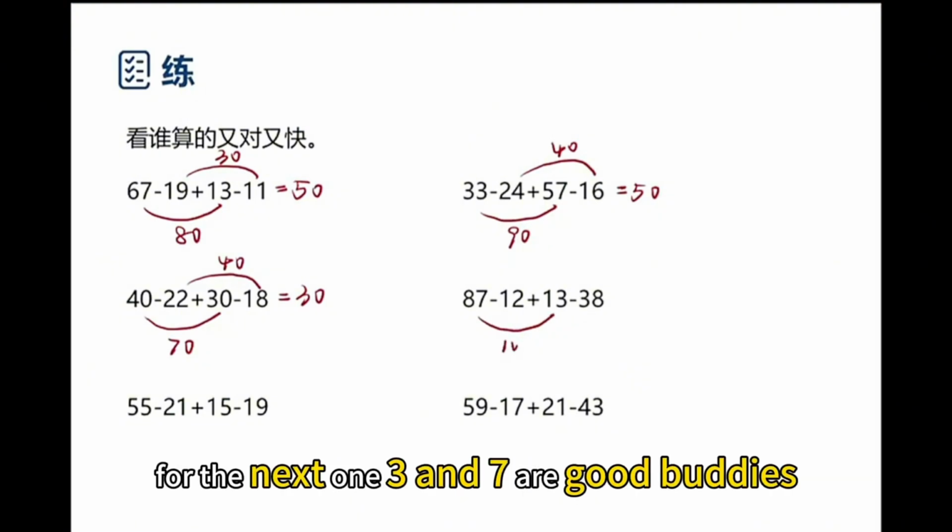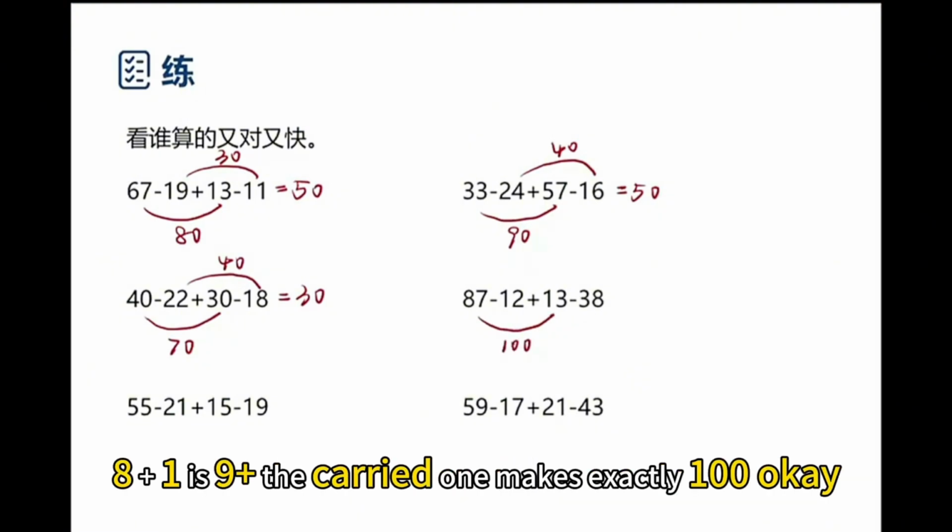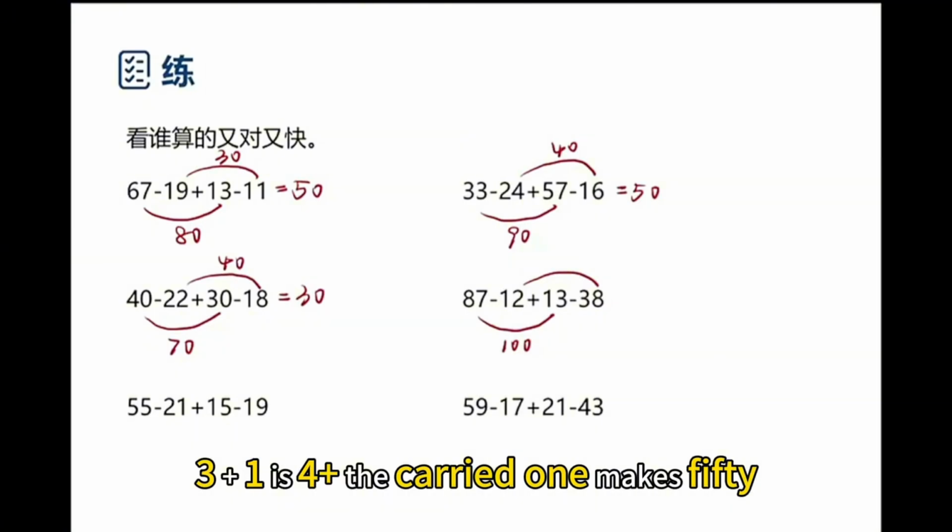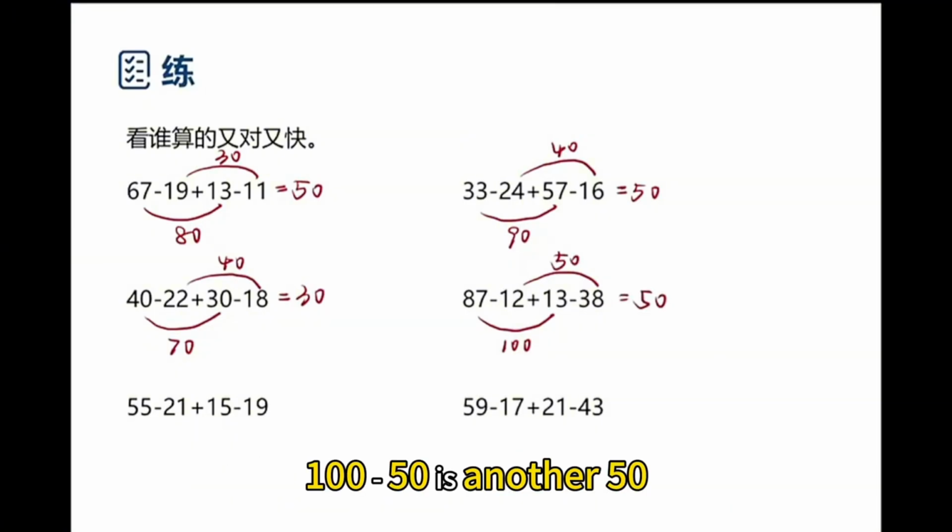For the next one, 3 and 7 are good buddies. 8 plus 1 is 9. Plus the carried one makes exactly 100. Okay. Then 2 and 8 are good buddies. 3 plus 1 is 4. Plus the carried one makes 50. 100 minus 50 is another 50.